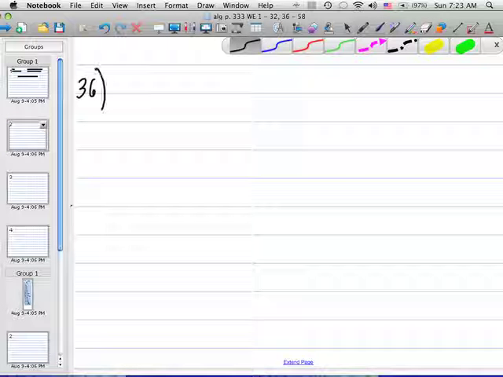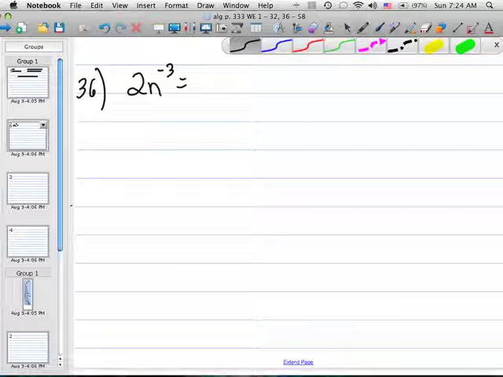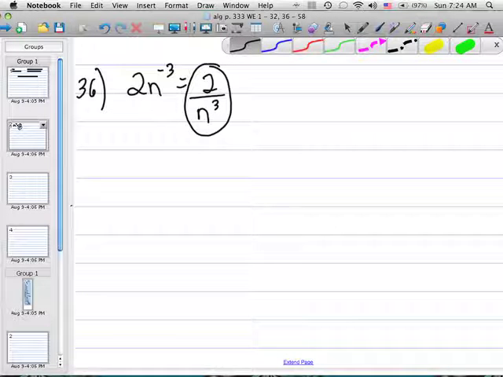Problem number 36. They want us to simplify, give your answer using positive exponents. So we have 2n to the negative 3. Simplifying powers, we never leave a negative exponent in our answer. So this tells me I move the n to the negative 3 down to the bottom and make it positive, and there's my answer.